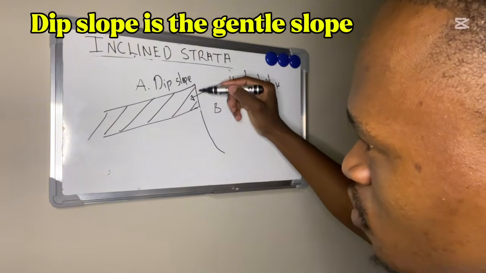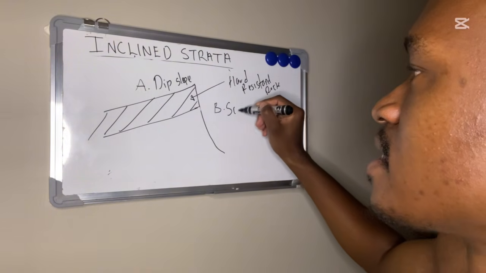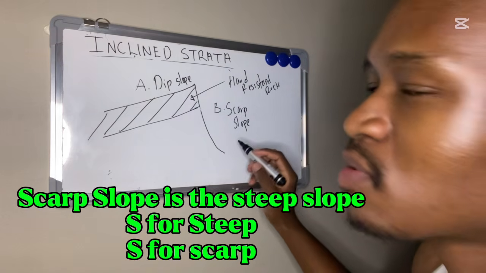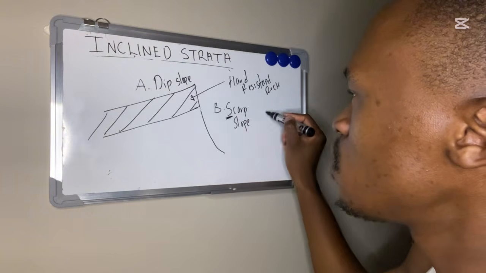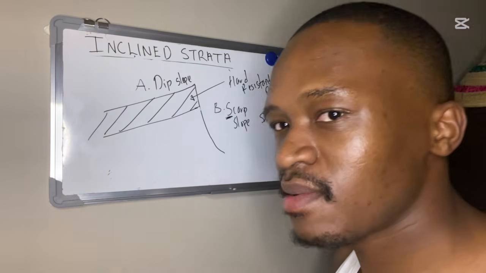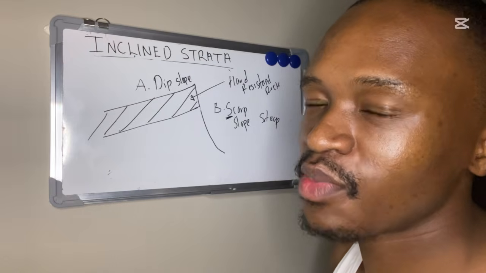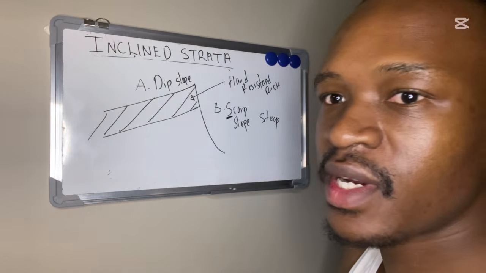Now look at the slope at B. It is a steep slope. The steep slope is the scarp slope. S for steep. Scarp slope. The scarp slope is the steep slope. Dip slope is the gentle slope, right? This is how you can easily identify a dip slope and a scarp slope.